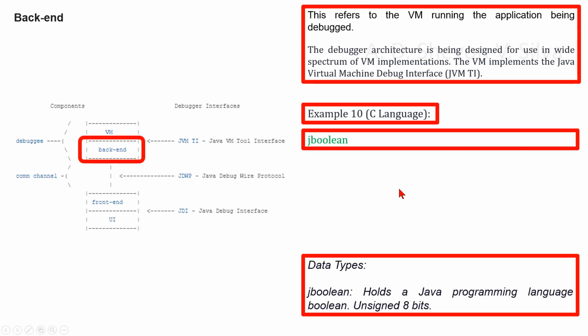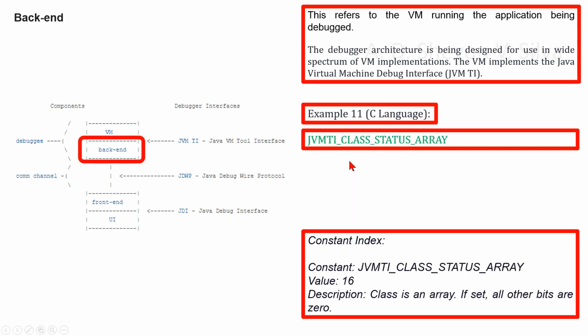Now we are considering data types. Here jboolean holds a Java programming language Boolean, unsigned 8-bit. Now we are considering constant index. Here the JVMTI class status array. The value is 16.